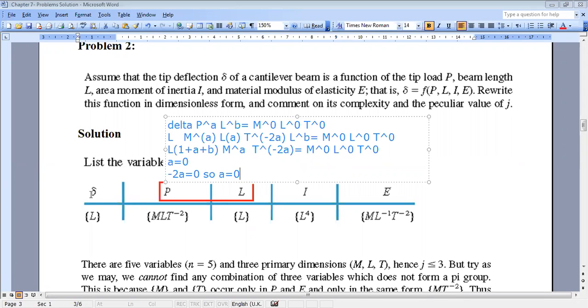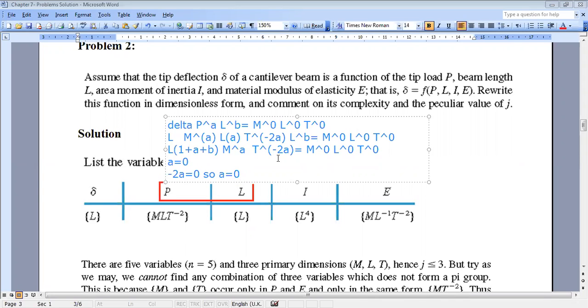Because delta does not involve M and T, while P involves M and T. So P will not be in the group of delta, okay? Because M and T are only present in P and not present in delta and L. So P will not enter in the group. This is why I told you here, you could directly expect that P will not be included. And you should form a group between delta and L, which will be delta over L, since both have the same dimension, which is L.